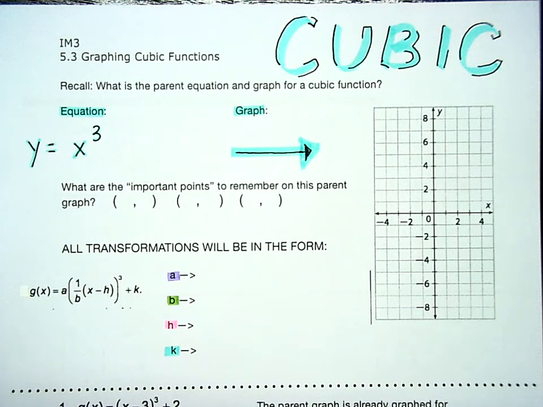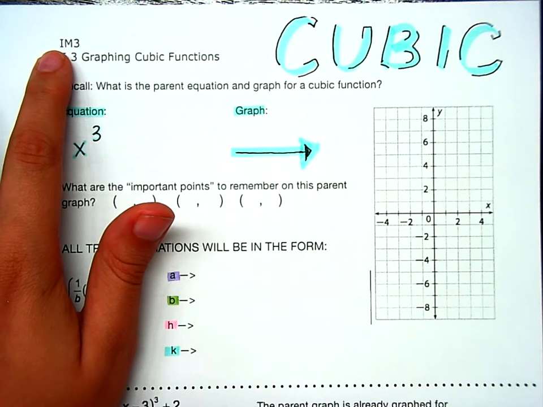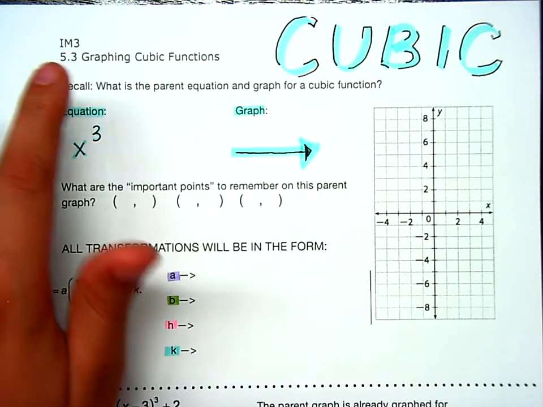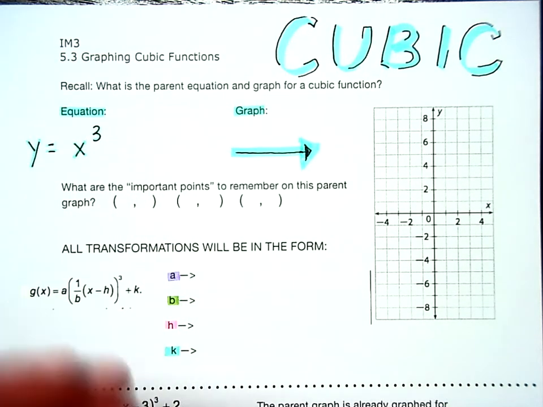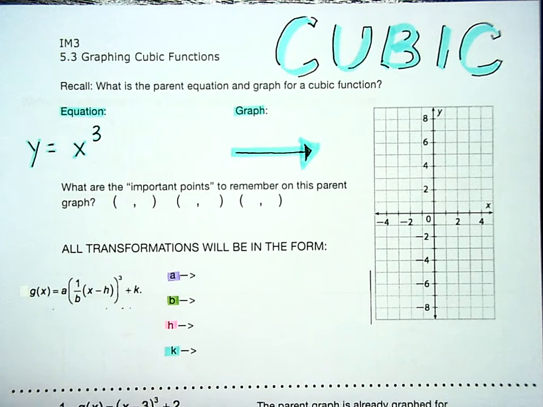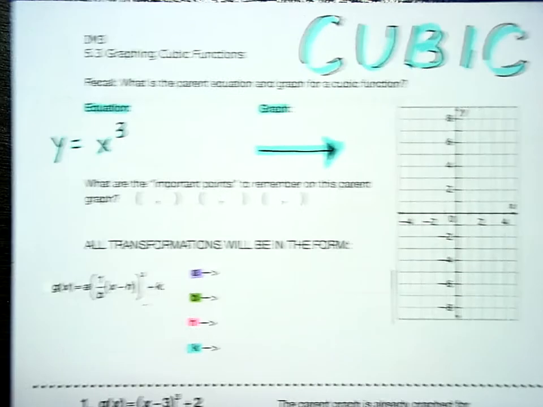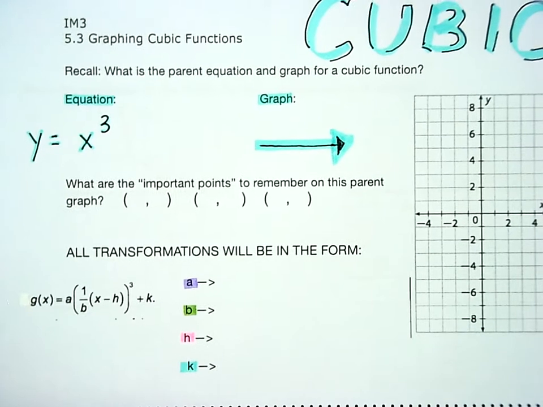Today we are going to talk about module 5.3 if you are in IM3, but really that just means graphing cubic functions. So we're going to talk about the parent graph, or the one we start with, and then how to transform it. We're also quickly going to talk about, if you're given a graph, how you can write the equation. So first and most importantly, we need to talk about our parent graph.